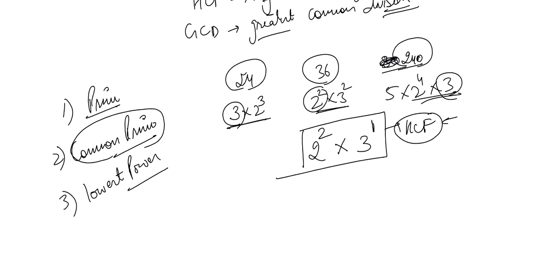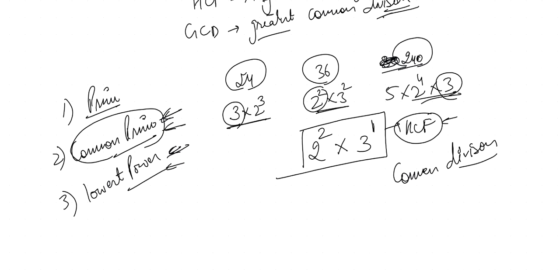Okay, got it, everyone? So in LCM, we take all primes and their highest power. In HCF, we take only the common ones and their lowest powers. That's what we do. Okay, and again, it's a factor, it's a divisor, it's a common divisor. HCF must divide every number. That's why we take only the common ones and their lowest power.